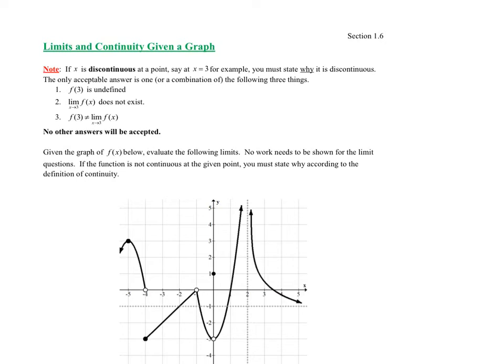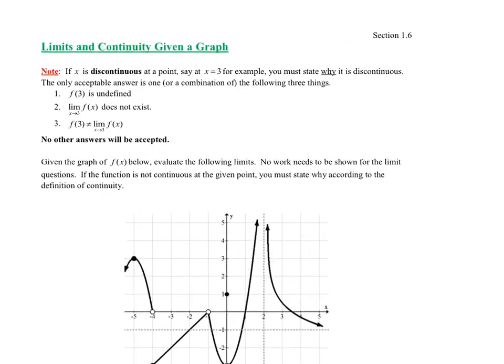So remember, continuous means graphically we can graph it without lifting our pencil. And continuous as a definition needed three things. The function had to exist, the limit had to exist, and the function and the limit had to be the same thing. So if you are telling me that the function is not continuous or it's discontinuous, you have to state exactly one of those three things. And that's what this first note is trying to tell you.